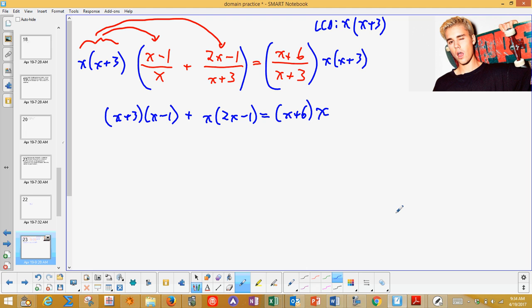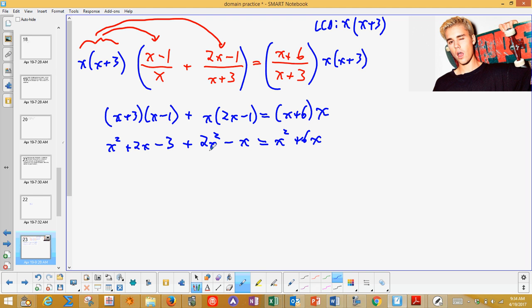So now I'm back in polynomial land. I think I'm in quadratic land. So now I've got to solve it like I do any quadratic equation. I'm going to multiply and distribute out and combine like terms. So I have x squared minus x plus 3x, so plus 2x minus 3, plus 2x squared minus x, equals x squared plus 6x. And now I'll combine some like terms on this side.